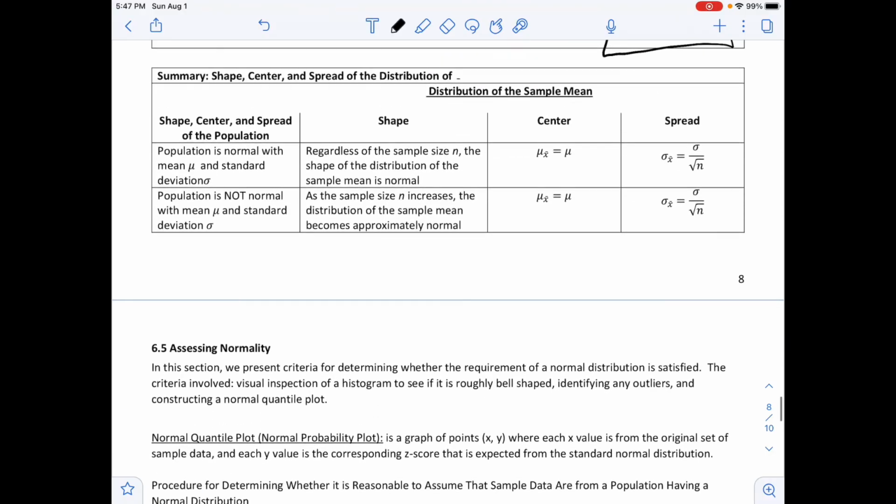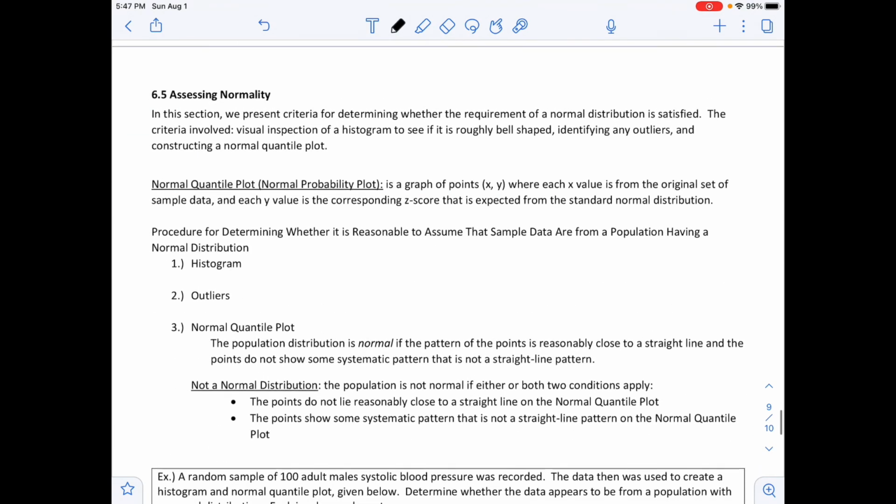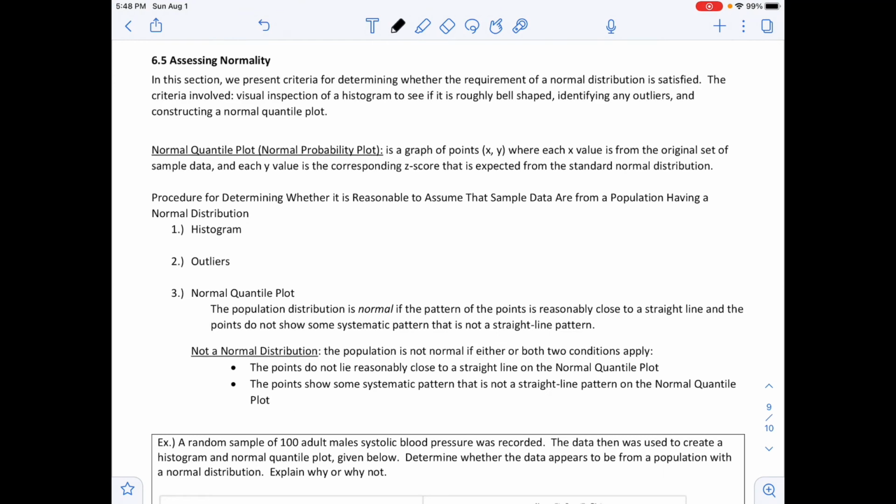Right below this is an outline. And the outline has what happens with the shape and the center and the spread, assuming that the population is normal with a mean mu and a standard deviation given of sigma. Population is not normal with a mean mu and a standard deviation of sigma. So take a second to look at that. It's just a summary. The next section is section 6.5, assessing normality.